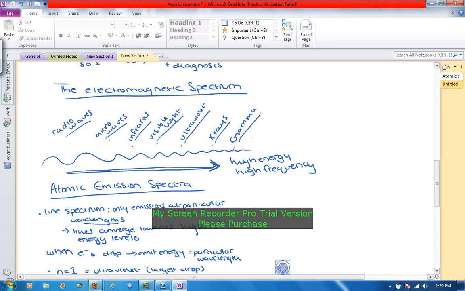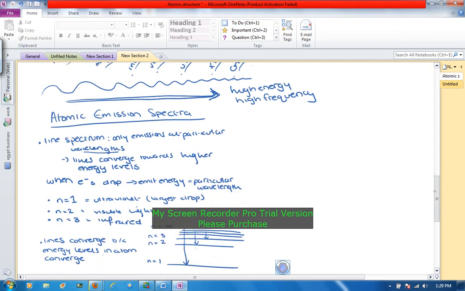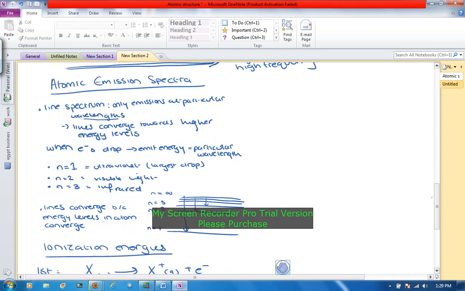Okay, and you just have to learn this. It's really important. You might be asked which one has a higher energy. So learn it. The next thing that we're going to talk about is the atomic emission spectrum.